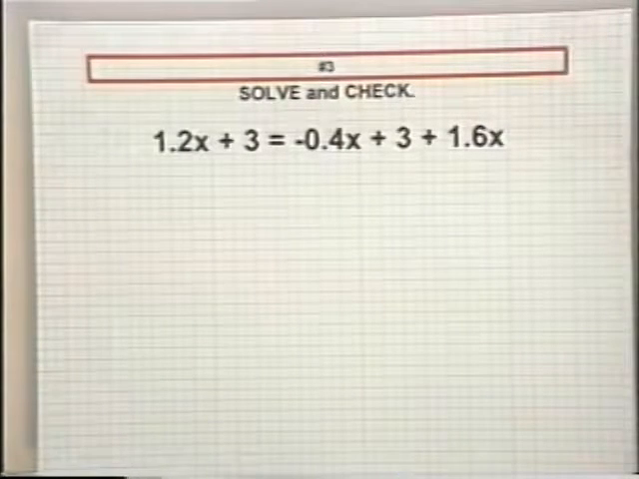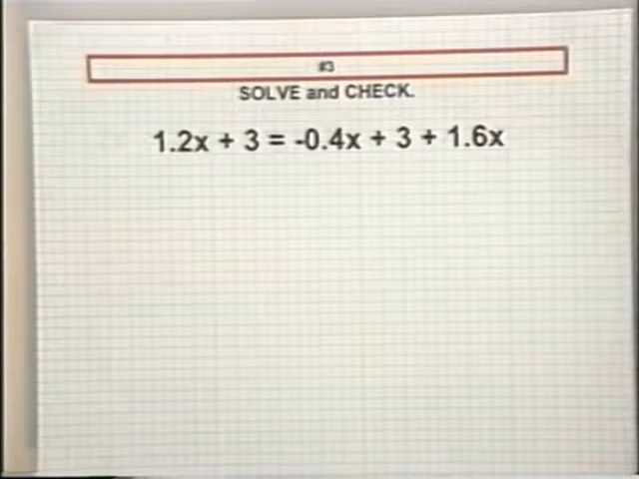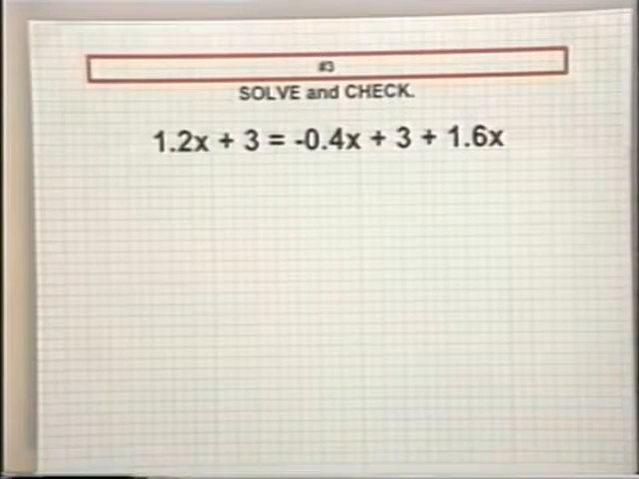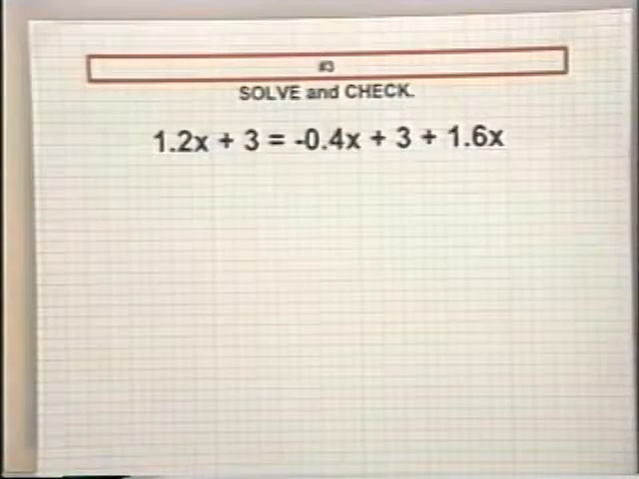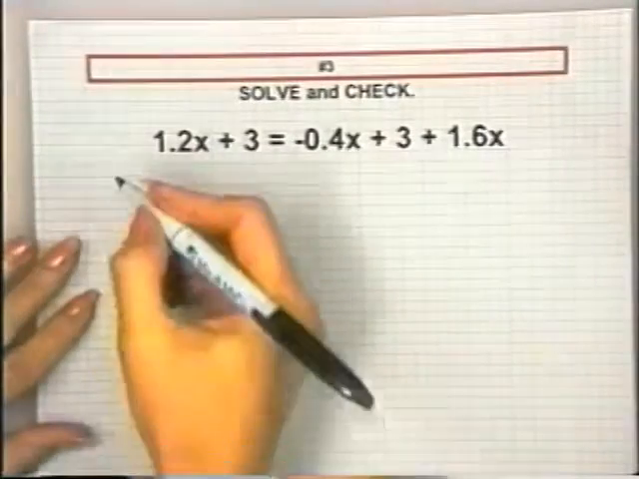Problem number 3. Solve and check. Once again, it is a linear equation. I check for parentheses. I check for fractional coefficients. I check for like terms. I do have like terms on the right side of the equation.